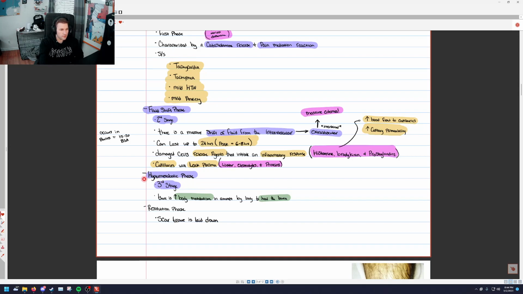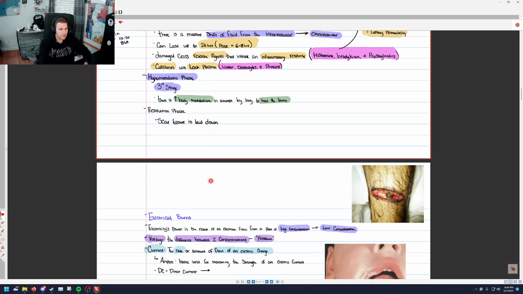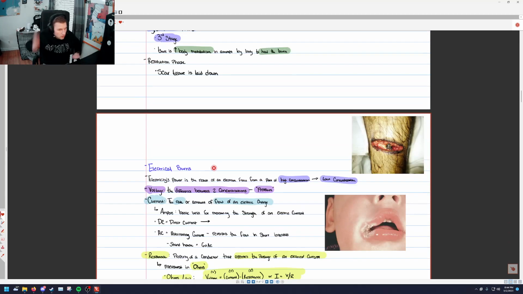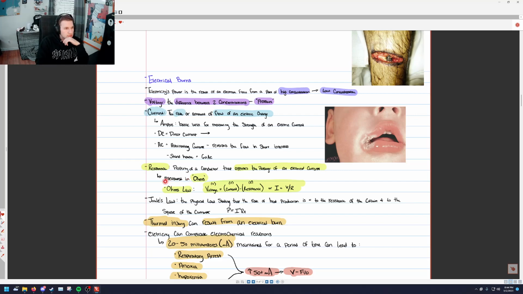And then after that, we're going to have our hypermetabolic phase. This is going to be the healing phase, essentially. The body is just going to increase that metabolism to quickly and as efficiently heal a burn. We have things like electrical burns. I'm not too concerned about these so much. Just know that with the electrical, our nervous system can be affected pretty badly.